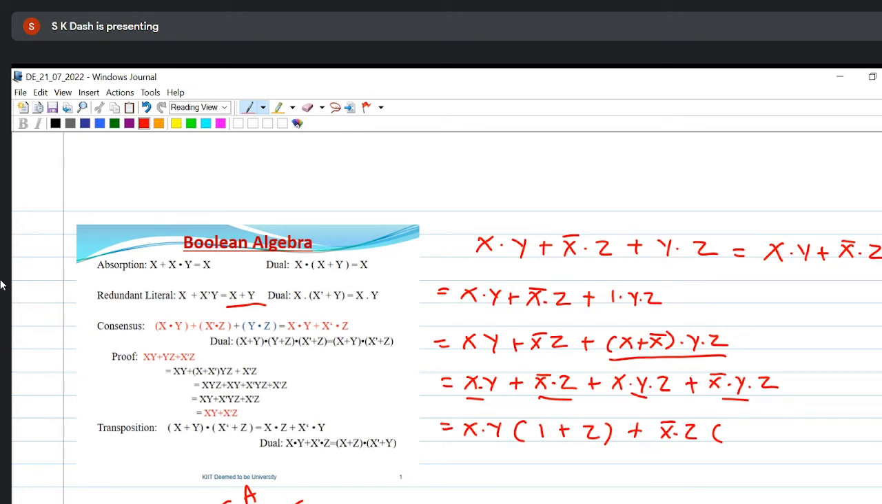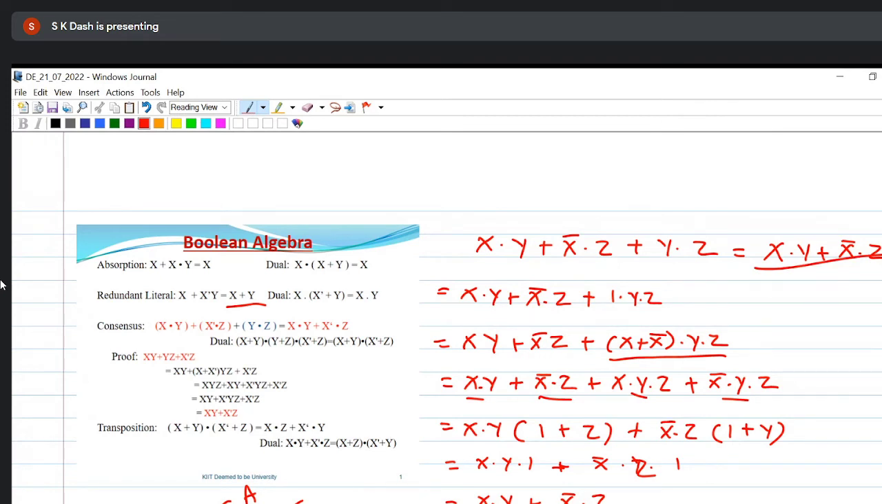What can we write? x bar dot z will be 1 plus... plus 1. Now we know that 1 plus z is how much? 1. Here also 1 plus y is 1. x y dot 1 is nothing but x dot y z. So here x bar dot z dot 1 is nothing but x bar dot z. So LHS is equal to RHS.